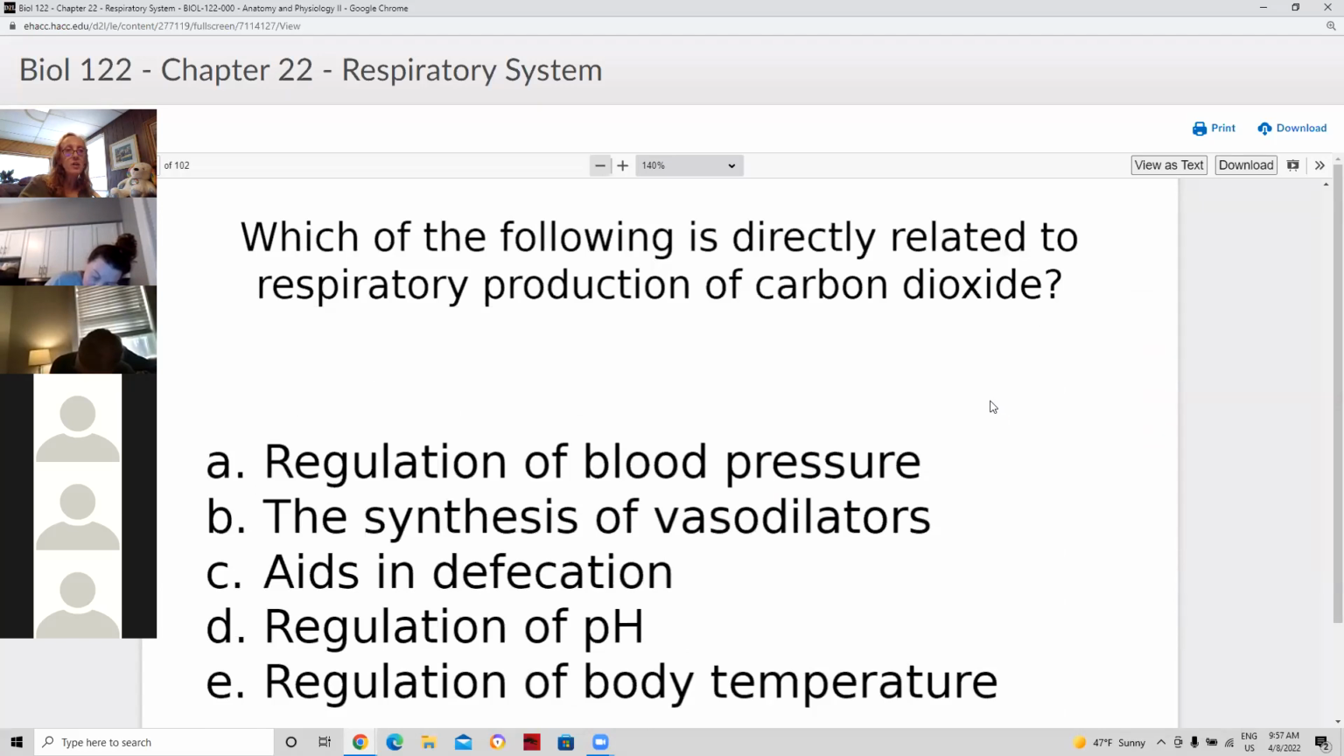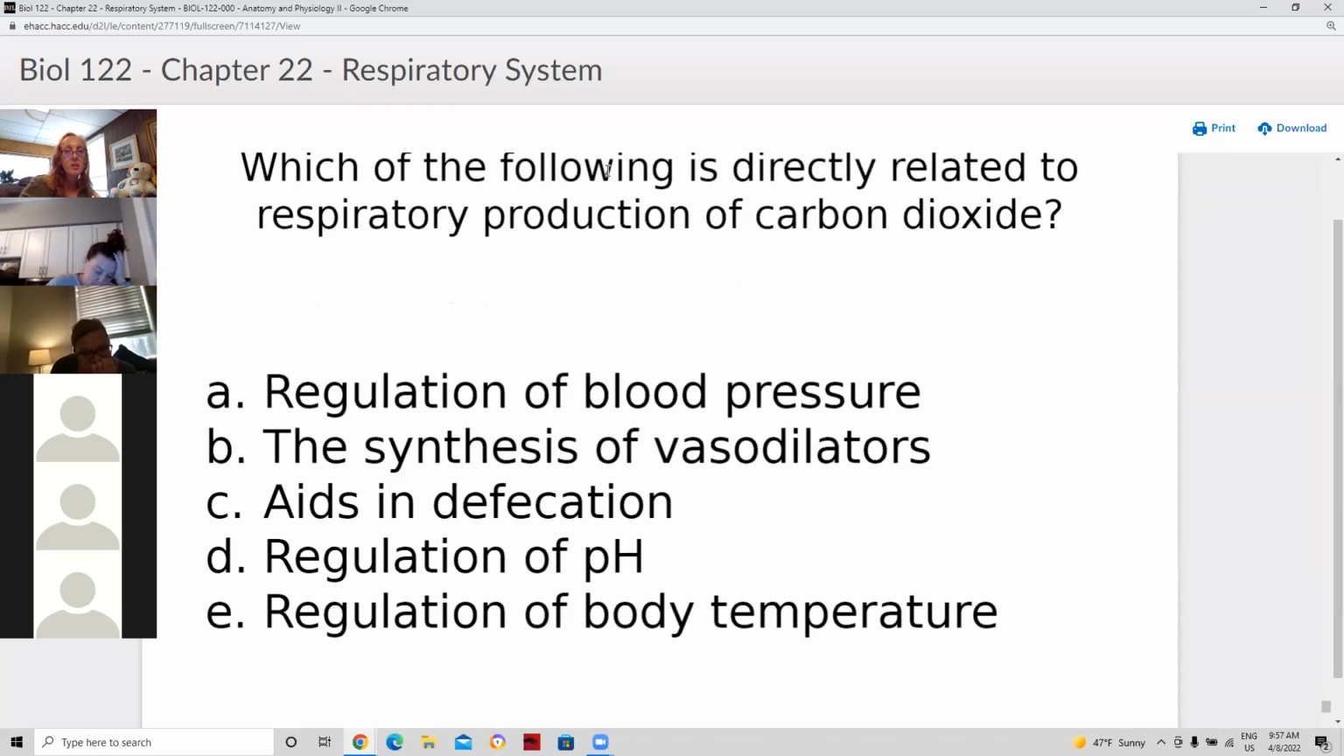Which of the following is directly related to the respiratory production of carbon dioxide?